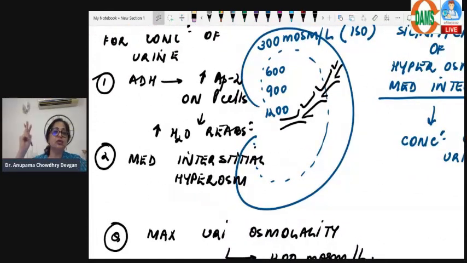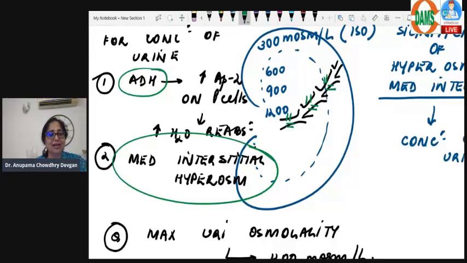For concentration of urine, two things are required. I need the presence of ADH. ADH will increase the number of aquaporin 2. It increases the number of water channels in the collecting duct, but water will only move if the fluid surrounding the collecting duct is concentrated. So for concentration of urine, you need ADH and you need a medullary interstitial hyperosmolality. ADH will increase the number of aquaporin 2 on the luminal side, and number two, we also need a medullary interstitium. Water will only move from a dilute to a concentrated area.